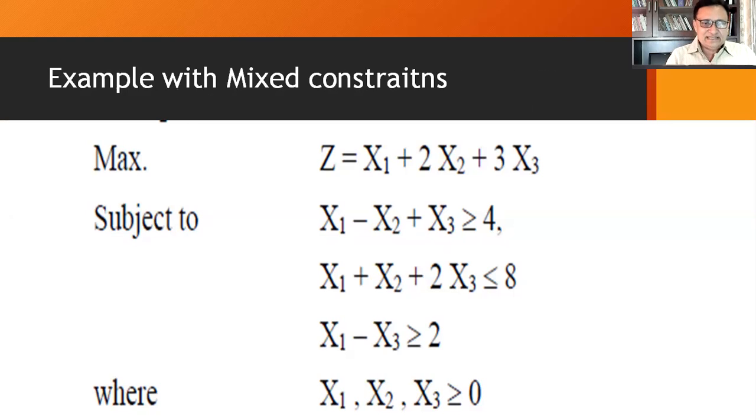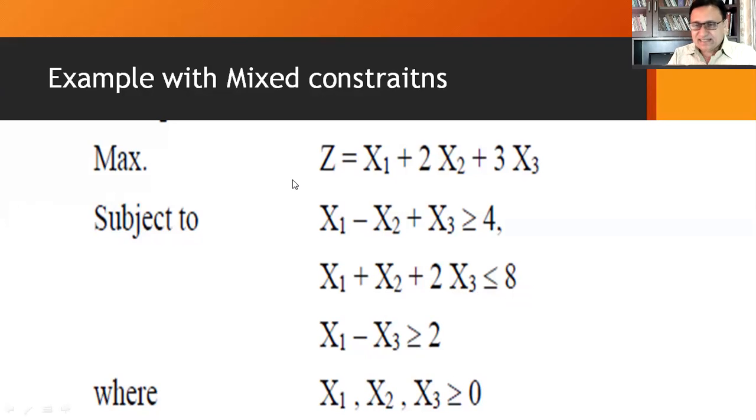For example, maximize z equals x1 plus 2x2 plus 2x3. This is a general linear objective function; there is no problem in it. But the problem is in the constraints. The first constraint is x1 minus x2 plus x3 greater than or equal to 4. The second constraint is x1 plus x2 plus 2x3 less than or equal to 8. And the third constraint is x1 minus x3 greater than or equal to 2. Here two constraints are of greater than or equal to type, that is the first and third, and the second constraint is of less than or equal to type.